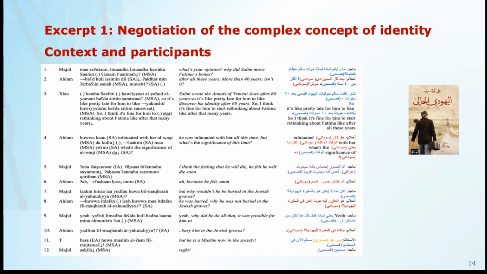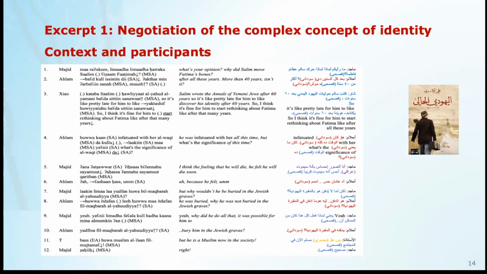And this is an interaction between a number of students, heritage and non-heritage, discussing the relationship between Fatima and Salim after she passed away. There was a debate about where she should be buried. Should she be buried in the Muslim tombs or in the Jewish tombs? So the novel itself is interesting in other contexts, but now let's focus on what happens in the interaction.